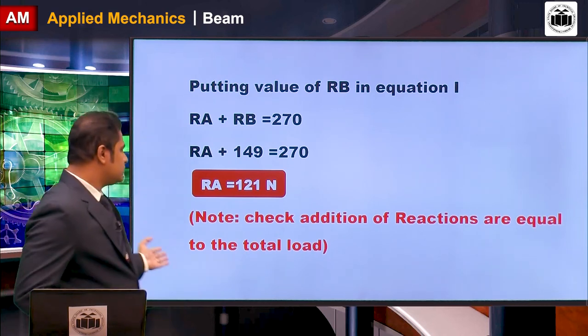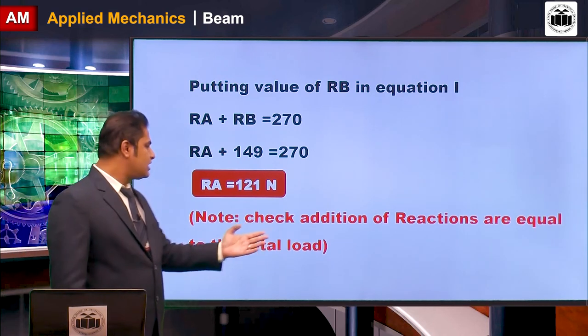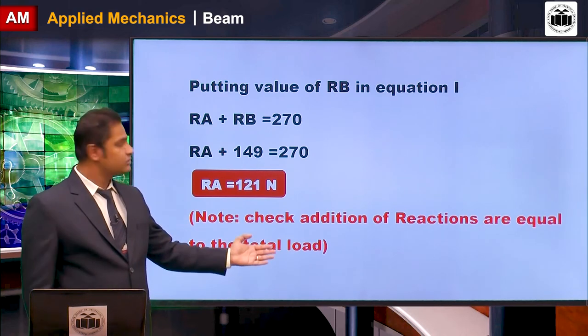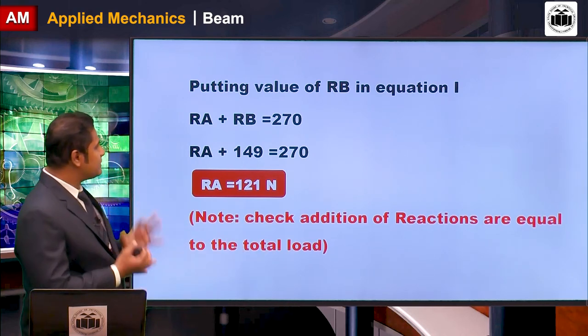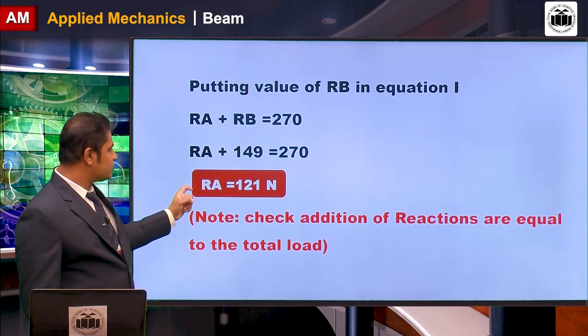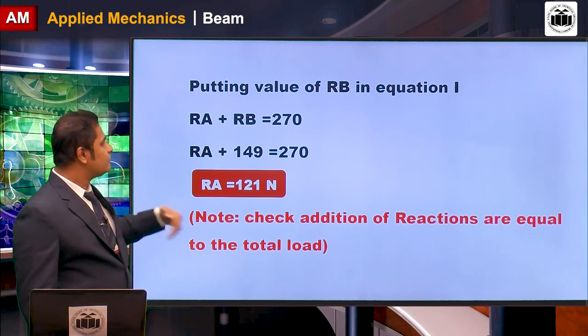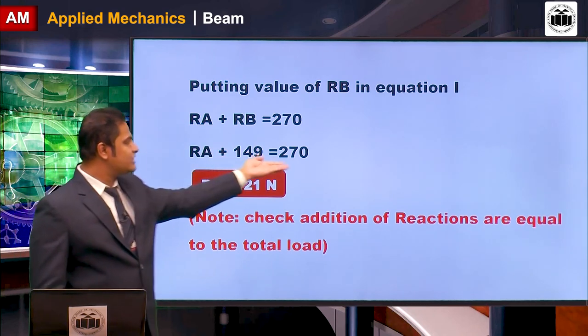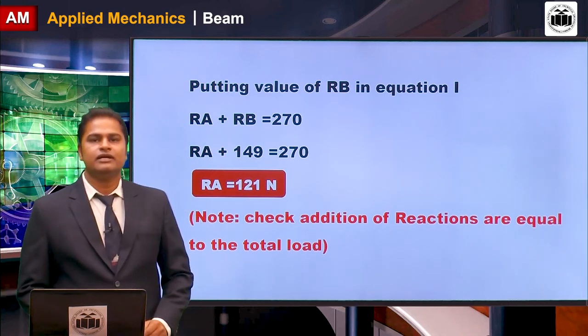Here is one note. Check that the addition of reactions is equal to the total load, meaning Ra plus Rb is equal to 270. The value of Ra is 121 plus the value of Rb is 149, that's equal to 270. Here is the check.